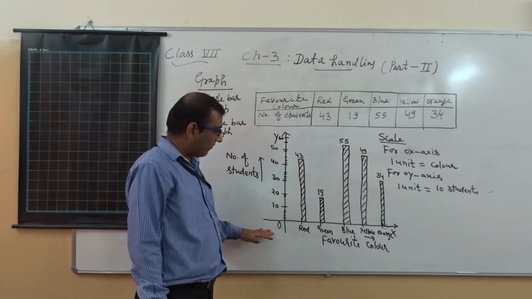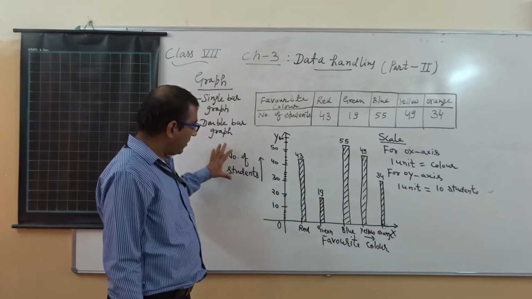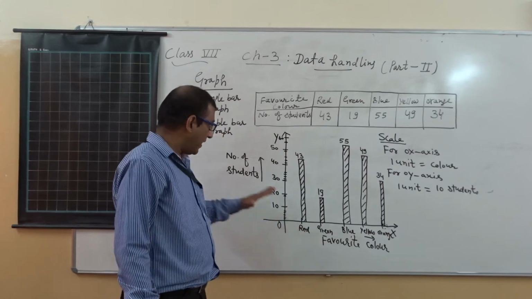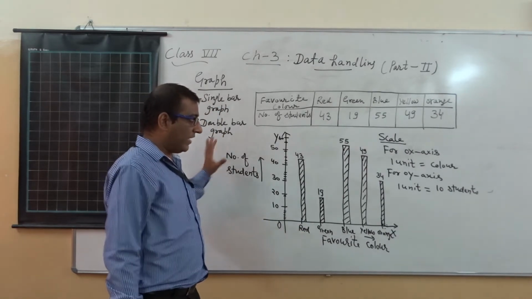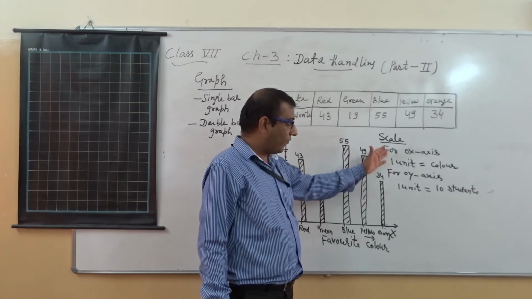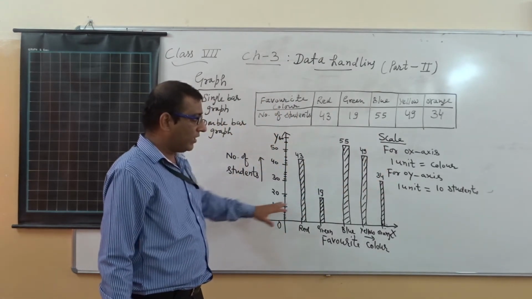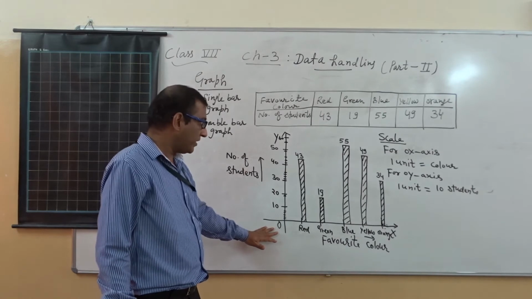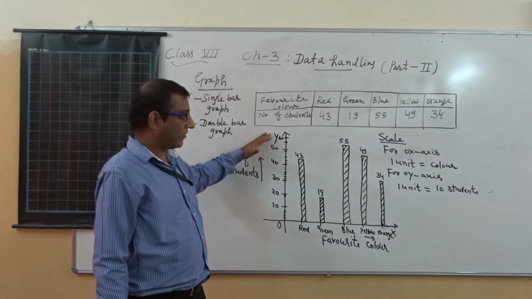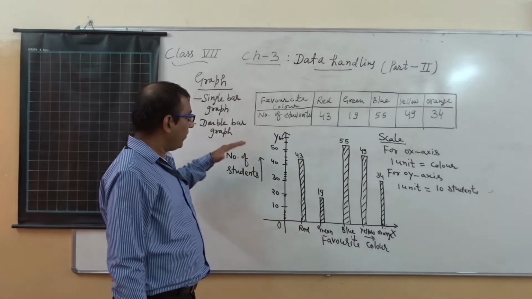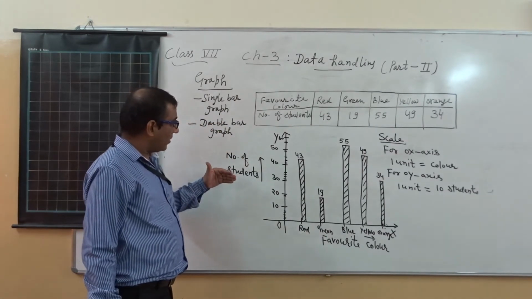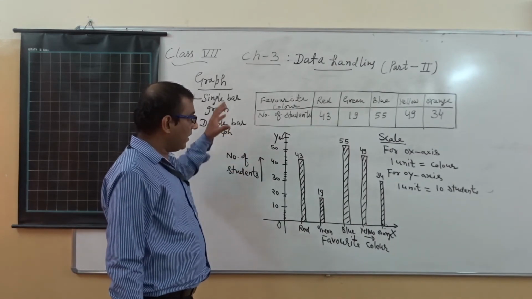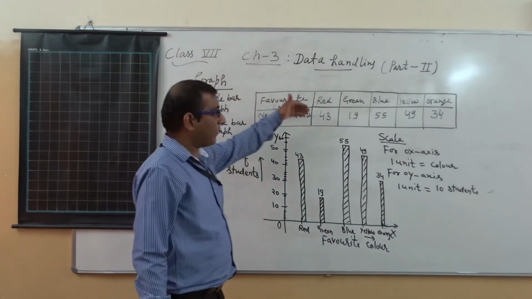With the help of this bar graph, we will easily identify how many students like which type of color. This is the graph related with favorite color and number of students. And this is the concept of scales. For the OX axis, 1 unit equals one color, and for the OY axis, 1 unit equals 10 students. OX is known as the horizontal axis and OY is known as the vertical axis. So with the help of this example, we will easily understand a single bar graph, and with the help of this bar graph, we will easily identify how many students like which type of color.